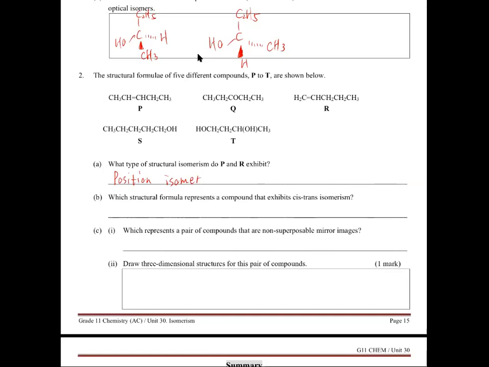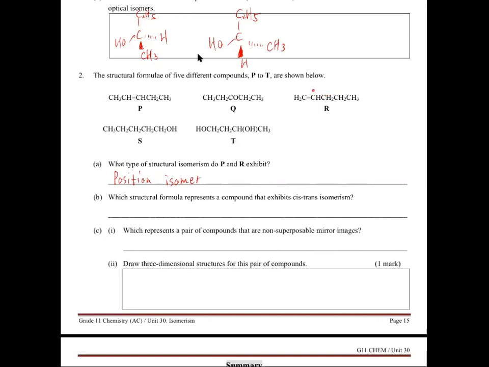And then, move on to part B. Which structural formula represents a compound that can exhibit cis-trans isomerism? In order to be a cis-trans isomer, it needs to have identical atoms or groups of atoms on both sides of the double bond. For those molecules that have a double bond, it should be P or R. Now take a look. Do they have identical atoms or groups of atoms on both sides?